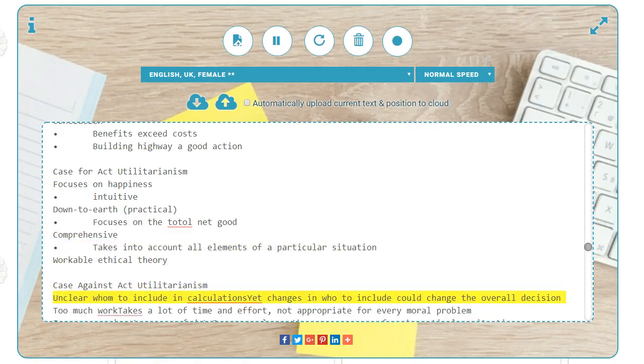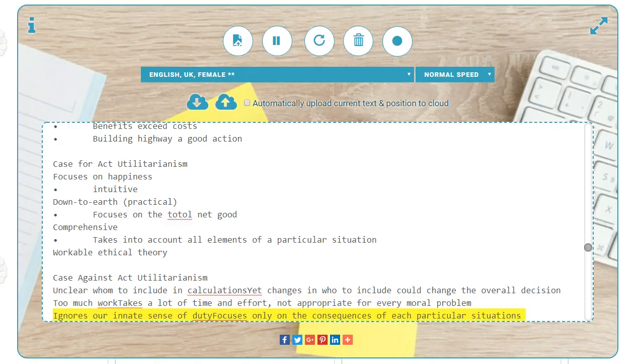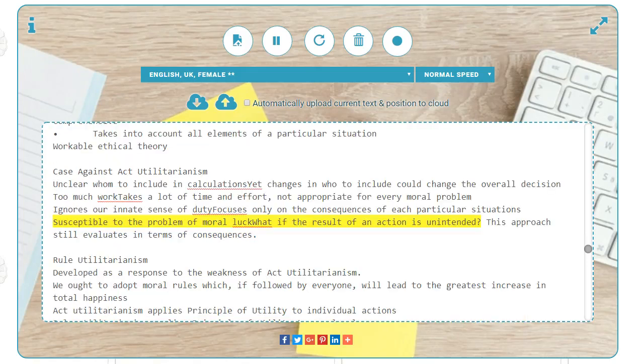The case against act utilitarianism. It is unclear whom to include in calculations, yet changes in who to include could change the overall decision. It is too much work, taking a lot of time and effort, and is not appropriate for every moral problem. It ignores our innate sense of duty, focusing only on the consequences of each particular situation. It is susceptible to the problem of moral luck: what if the result of an action is unintended?